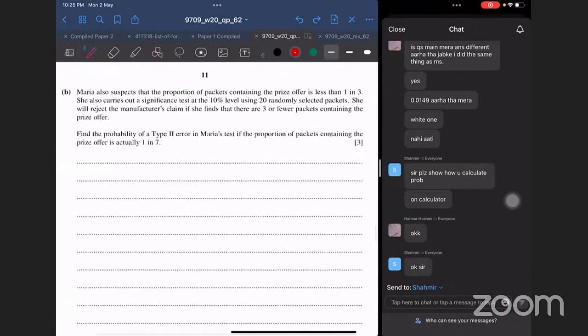Okay. Maria also suspects that the proportion of packets containing the prize is less than one third. She also carries out the test at the 10% significance level. She will reject the manufacturer's claim if she finds that there are three or fewer packets containing the prize. So उसका जो critical region या rejection region है, वो बता रही है कि मेरा rejection region x less than or equal to 3 है। Okay, find the probability of a type 2 error.